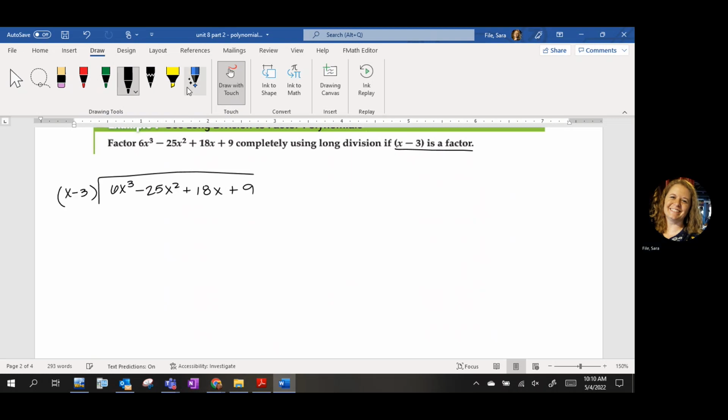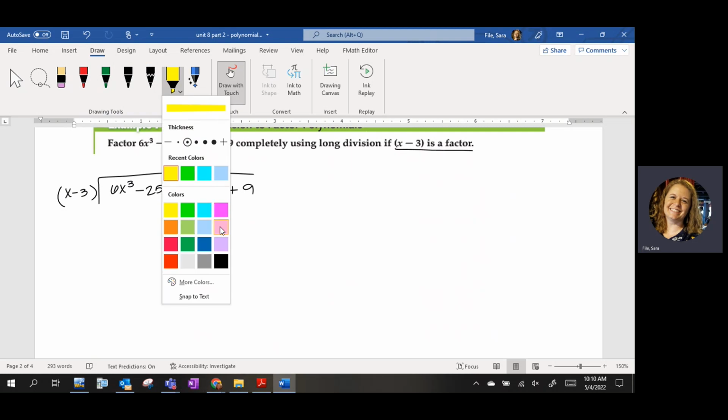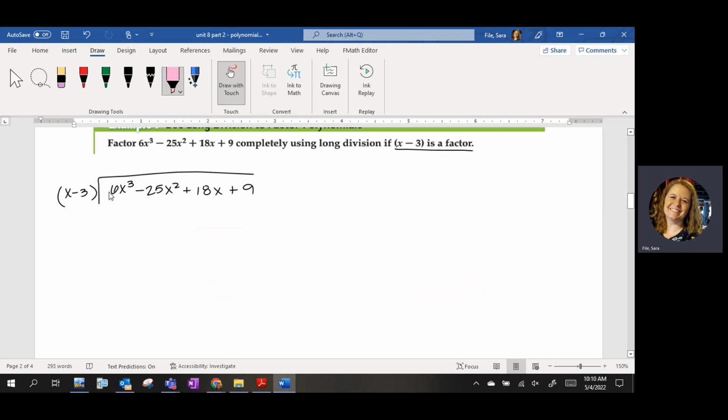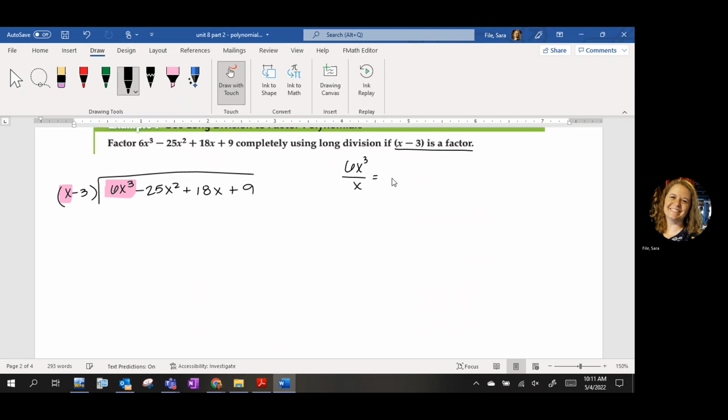Okay, now we're going to go through the same process we just reviewed. We focus on just the leading term of the dividend and divisor. Now, I'm going to be doing scratch work off to the side, so you can look back at your notes and see where numbers come from. But when you get the hang of this, you don't necessarily have to do this off to the side. I am asking myself in my head, what is 6x cubed divided by x? And it's 6x squared.